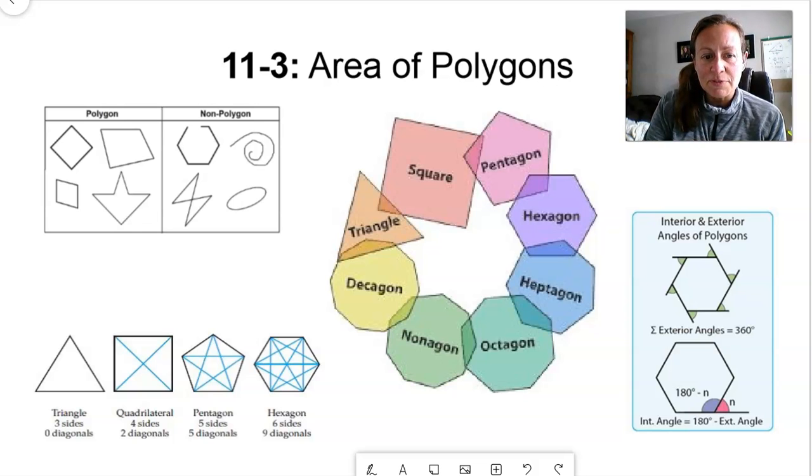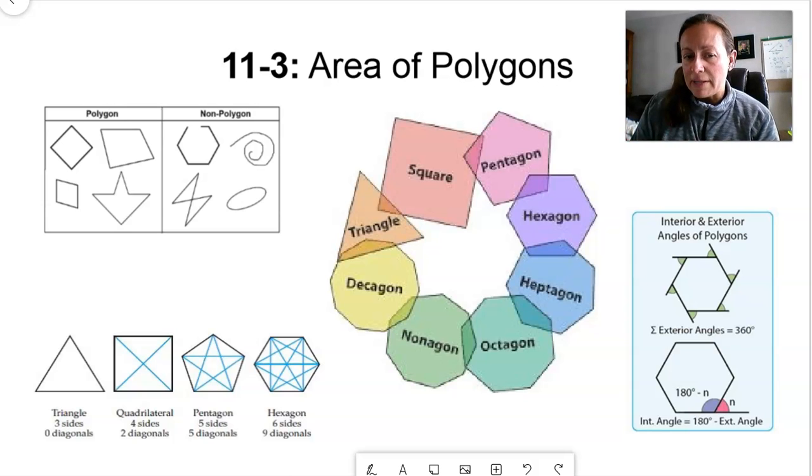We've talked about the different types of polygons, how many sides they have, what their names are, what a diagonal consists of, a segment going from one vertex to a non-consecutive vertex, and how that affects the formula for the interior angles of a polygon. Because if you divide up a polygon into multiple triangles, you can derive the formula 180 times n minus 2, where n is the number of sides of the polygon.